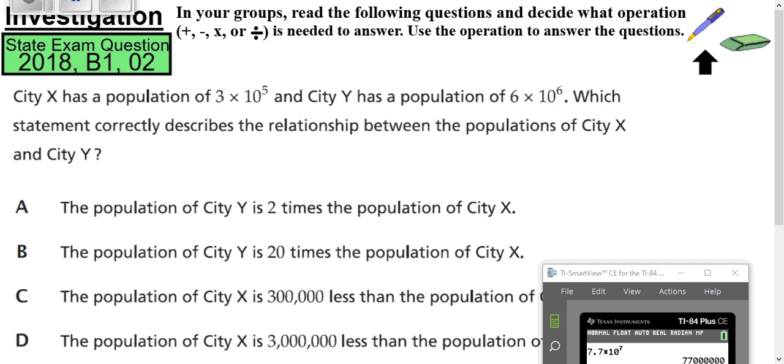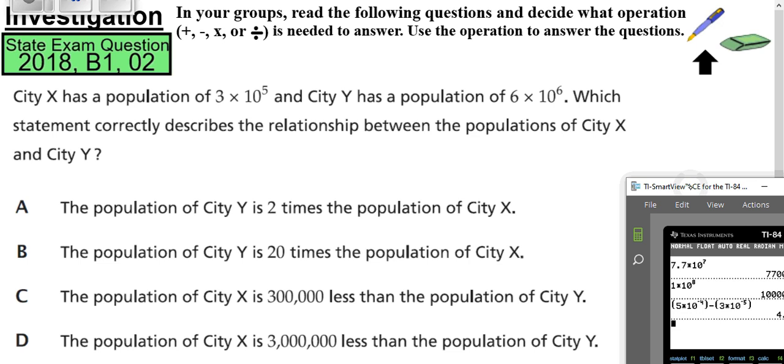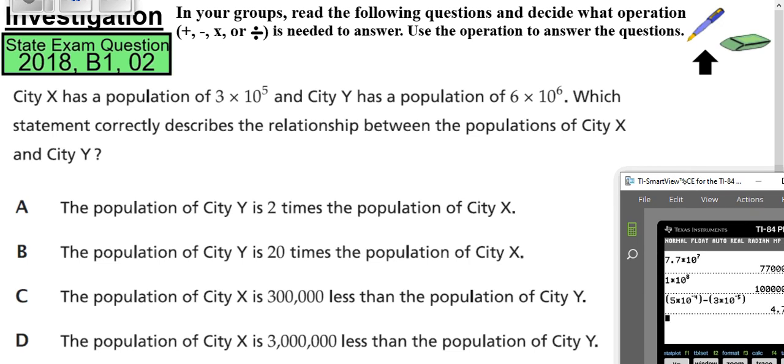All right, another state exam question. So city X has a population of 3 times 10 to the 5th, and city Y has a population of 6 times 10 to the 6th. And this one's a little tricky. Which statement correctly describes the relationship between the populations of city X and city Y?